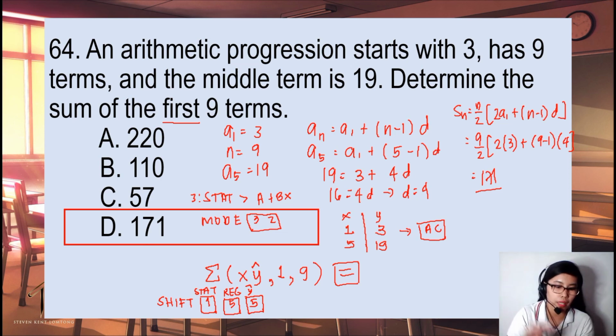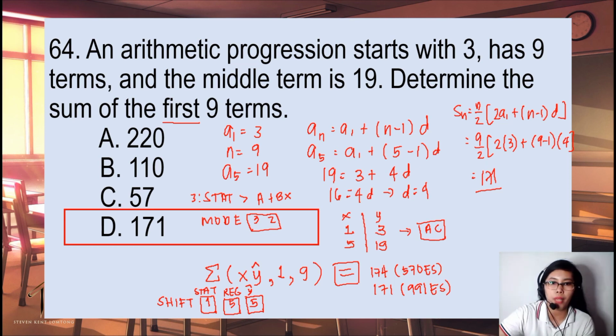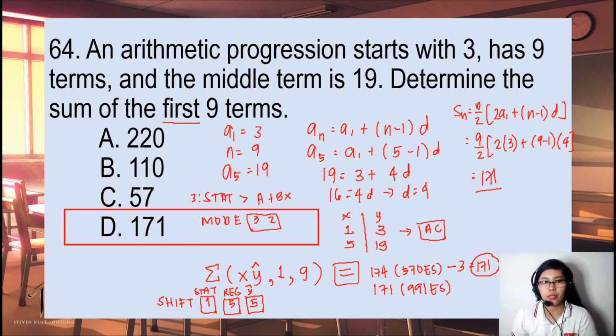So, if you were using 570 ES, ang magiging sagot po is 174 for 570 ES. So, in my case, that's my calculator, 570 ES. But if you're using 991 ES, magiging sagot nyo is 171. Okay. For 570 ES, 174, I just only have to subtract the first term. So, first term natin is 3. Therefore, ganun pa rin naman, 171 yung sagot natin. Okay po? So, that's the calculator technique for arithmetic progression.